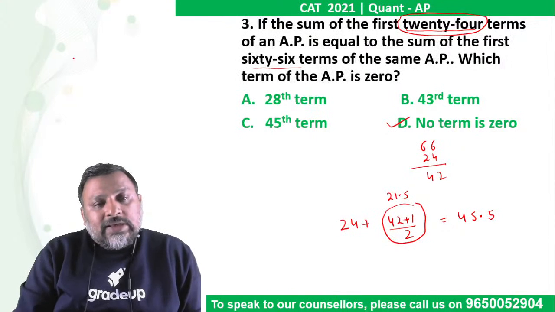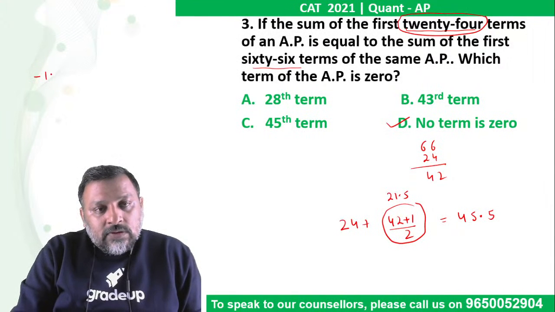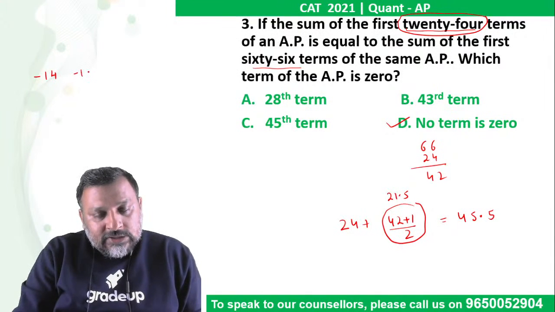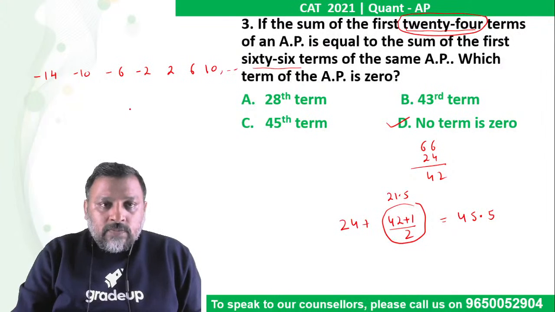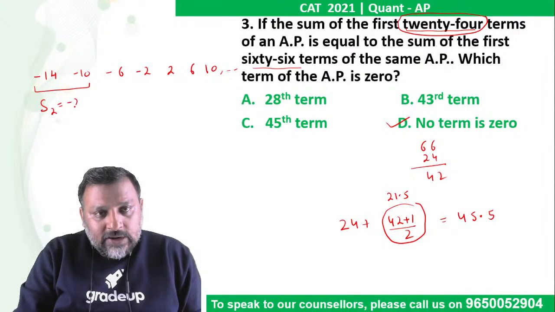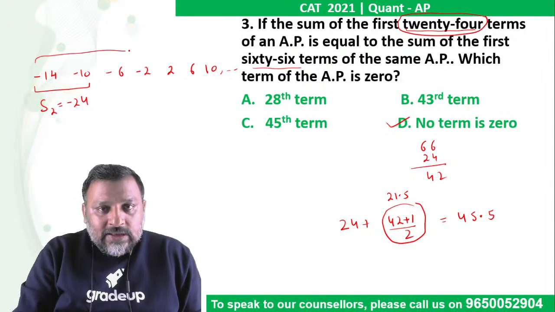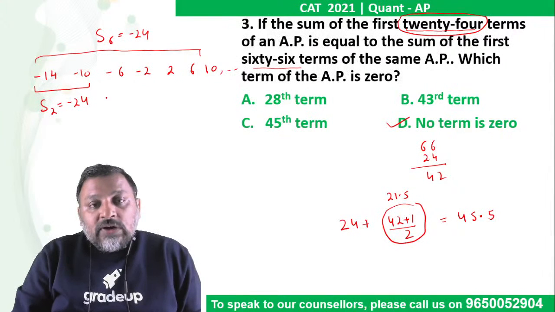See, if you are given an AP like this, for example -14, -10, -6, -2, 2, 6, 10 and so on. In this AP, can we say the sum of first two, which is -24, is the same as the sum of first 6, which is also -24? But none of the terms is 0.